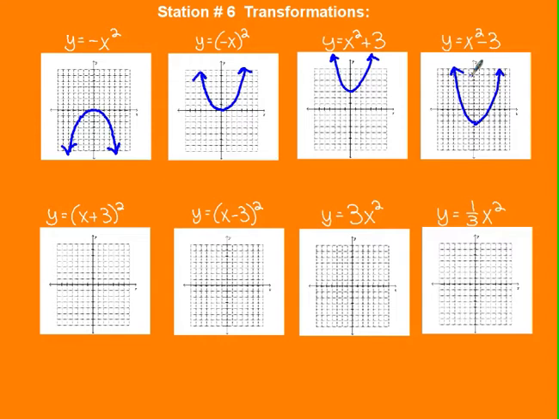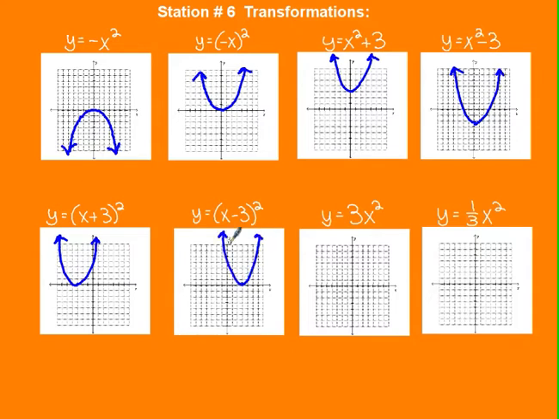Now, do you see the difference in the next 2 we're about to do? The plus 3 and minus 3 are inside with x. This is a left and right move, and it's opposite of what you might expect. Plus 3 moves it to the left, minus 3 moves it to the right. So my original function goes to the origin. This tells me left 3 spaces. So my parabola now looks like this. On the next one, I'm going to move it from the origin over 3 spaces to the right.